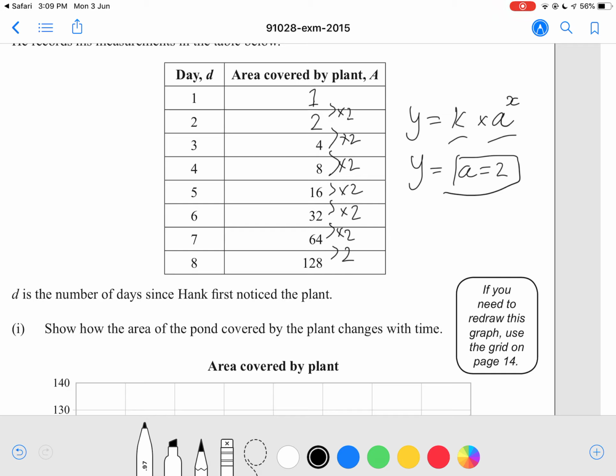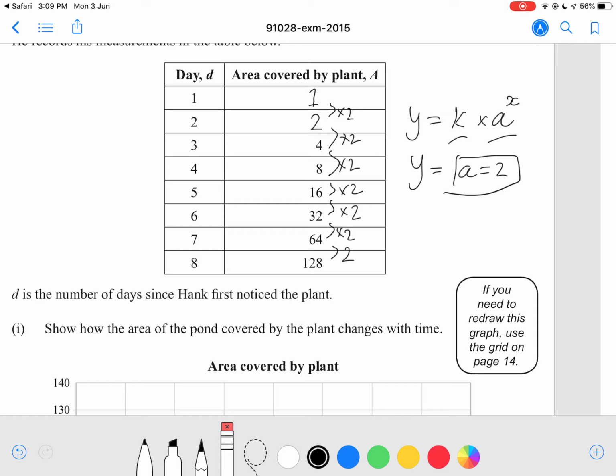So if the area covered by the plant was multiplied by 3 each day, let's say it was 1, then day 2 was 3, then maybe day 3 was 9, and then day 4 would be 27. Let's say, for example, it's increasing like this. Because each day is multiplying by 3, that means in this case, a must be 3. So just to get a better understanding of what I mean.